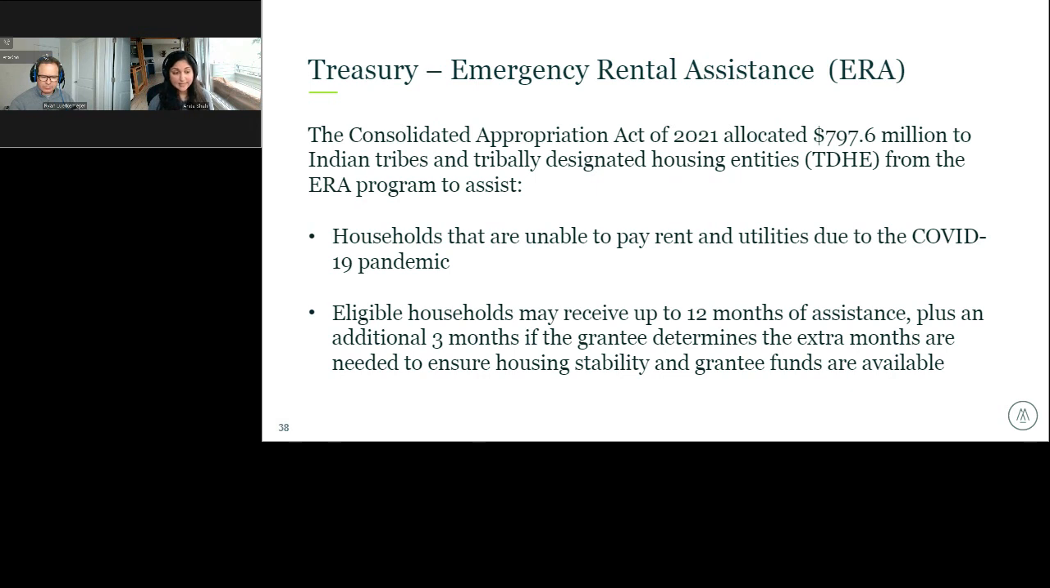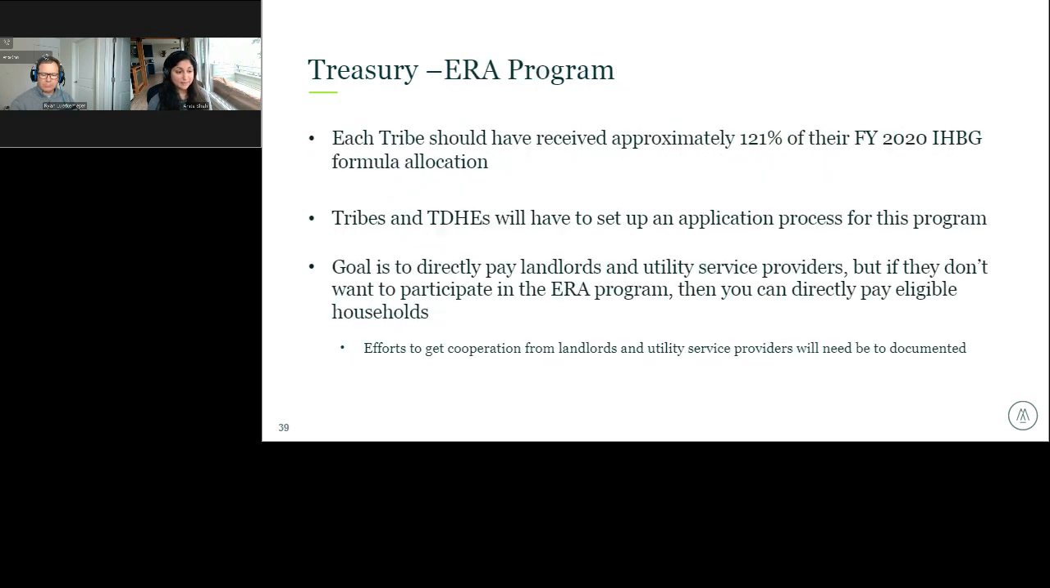And tribes and designated housing entities can provide eligible households up to 12 months of rental assistance. And if they feel that there are households that need additional assistance due to housing instability, they could provide another 3 months to them as well. It's a pretty generous program. And for those tribes or tribal designated housing entities that opted into this program, they should have received or should be receiving soon approximately 121% of their 2020 Indian Housing Block Grant Formula allocation.